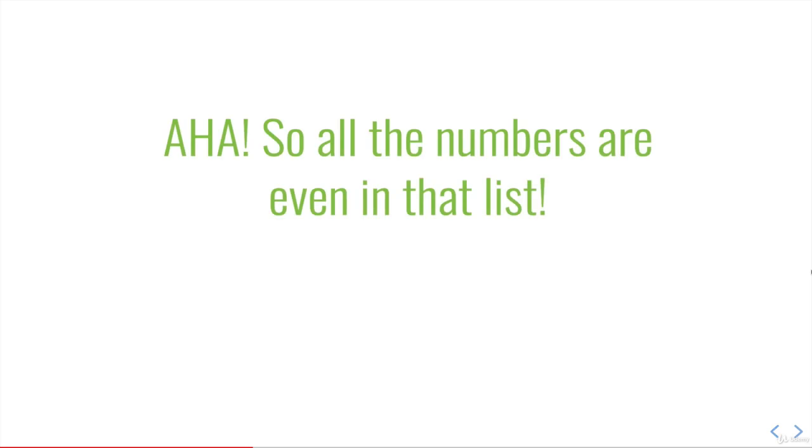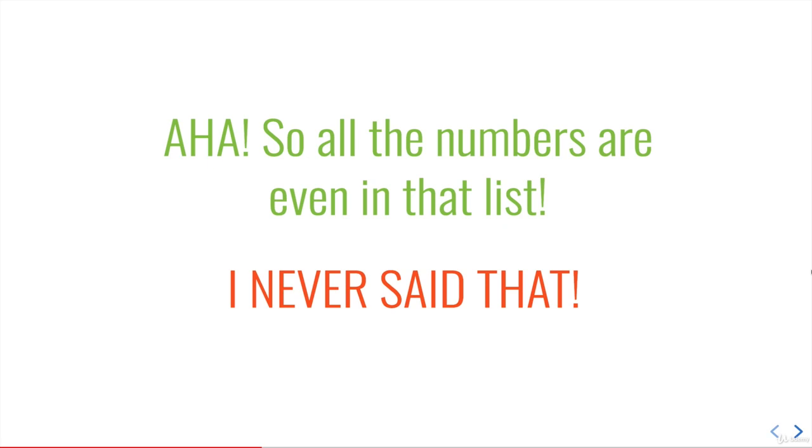So all the numbers are even in that list. And then the dragon says, I never said that. I only told you if the first number of a list was odd. So then Martin gets out a pen or pencil, or I guess a quill, or maybe just a stick in the dirt. There we go.